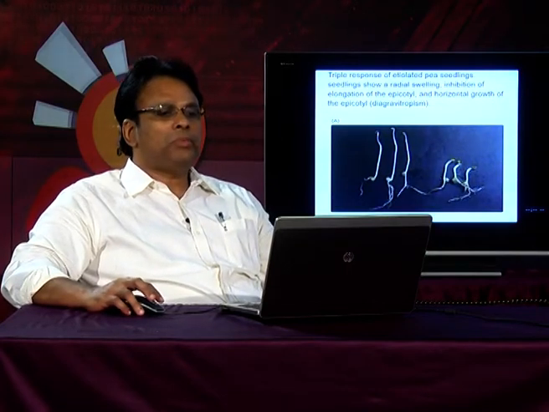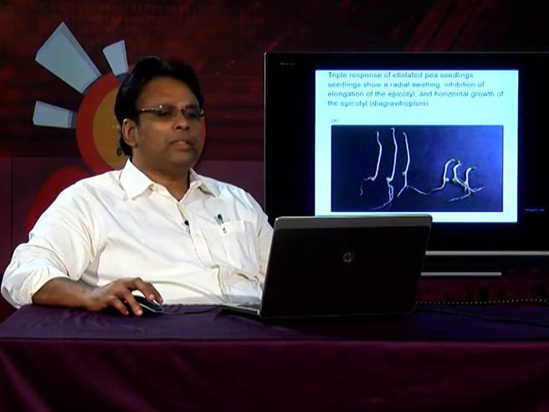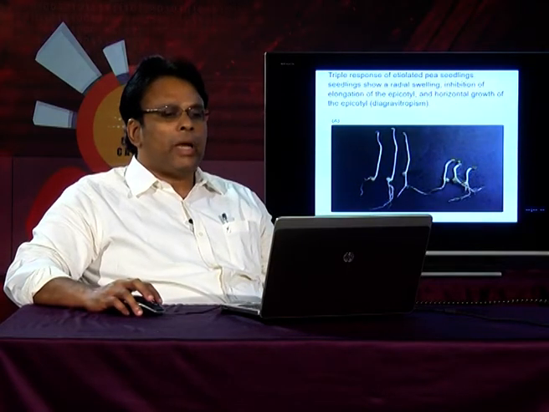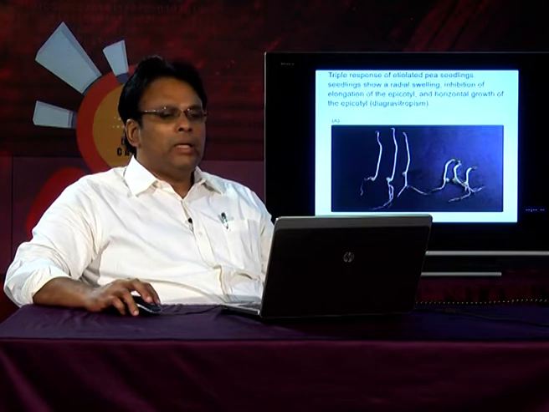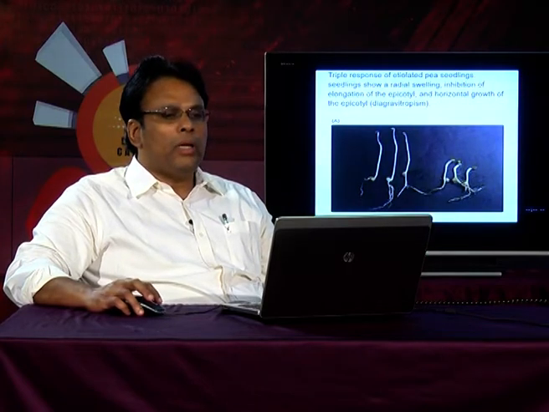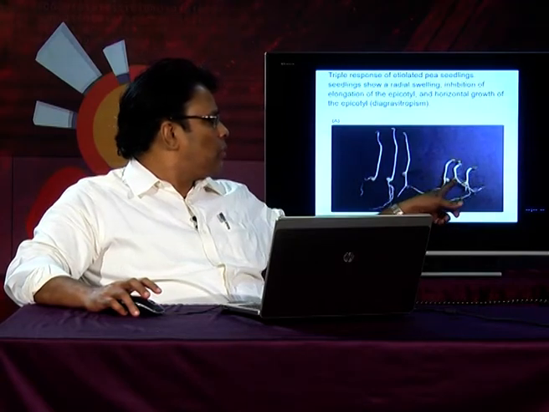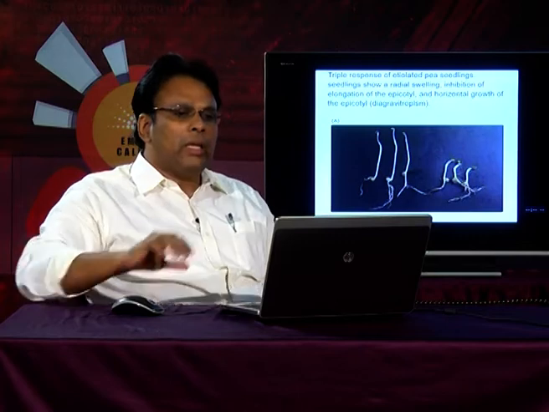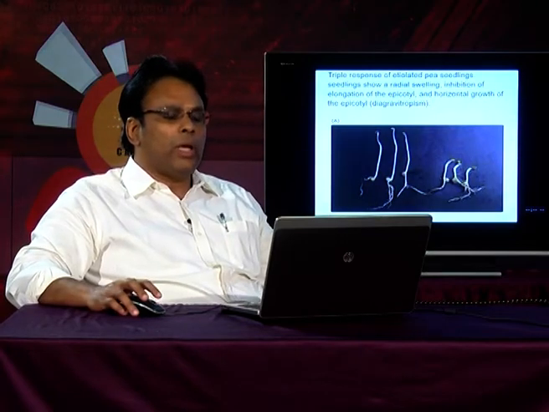This is the triple response of etiolated pea seedlings, which Dimitri found out. Seedlings show a radial swelling. This is the triple response. This is the normal pea seedling, and this is the triple response: stunted growth, lateral expansion, and thickening. Horizontal growth of the epicotyl takes place here.